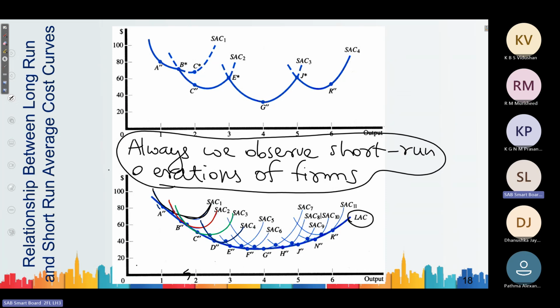Firms are always operating in the short run. This is scale 1 in the short run, this is scale 2, this is scale 3, this is scale 4. Likewise, they are expanding their output level up to the 11th scale, which is the last scale shown here. So continuously they are expanding their scale, and when expanding their scale, they are planning for their expansion. That planning horizon is called the long run.